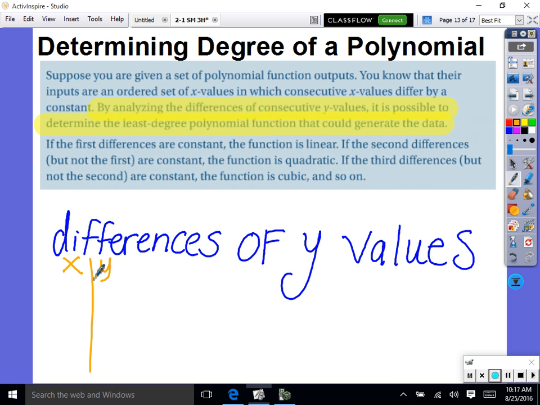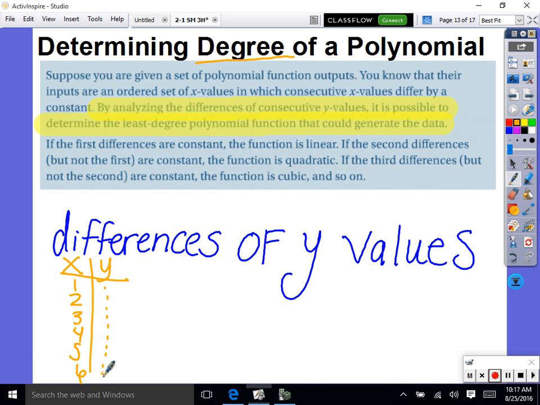If we have a set of x, y points and our x's differ by a constant, for example, 1, 2, 3, 4, 5, 6, aren't they all differing by 1? If that is happening, where these x values are differing by a constant, then you can determine the degree of a polynomial by taking differences of your y values. So we're going to look at our y values and analyze them. We're going to take differences of them, and you can determine the degree based on the differences.